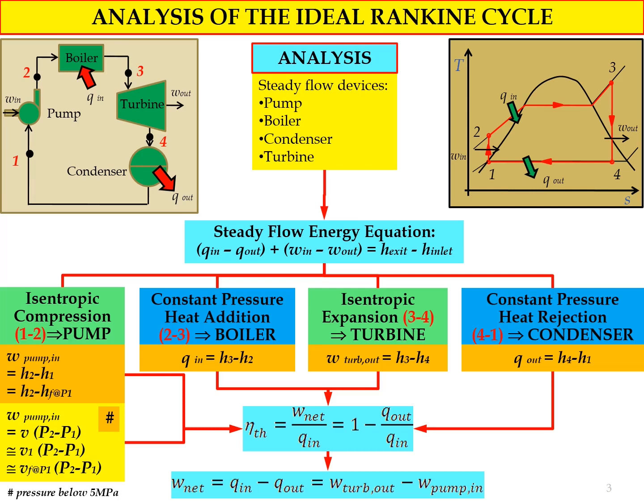Okay, so again, I just want to remind you that the formula for W pump in equal to V times P2 minus P1 you can use for the case when the pressure of the water is below 5 megapascal. But if the value is greater than 5 megapascal, it is better to use the compressed liquid table for the water in order to determine the value of H2. But if the data are not available, you can still use the second formula for W in, where W in equal to V multiplied by P2 minus P1.